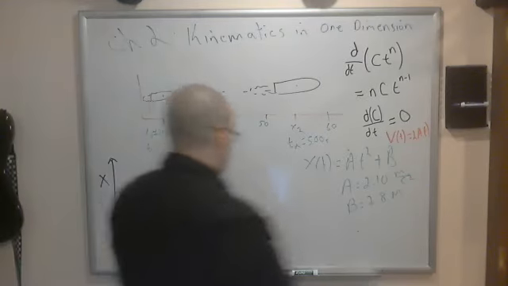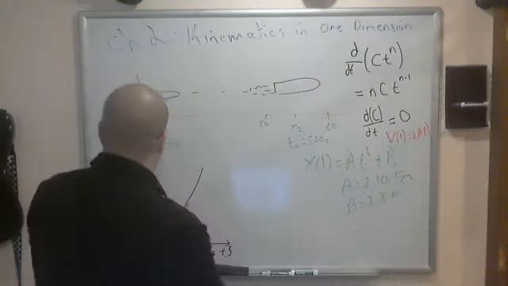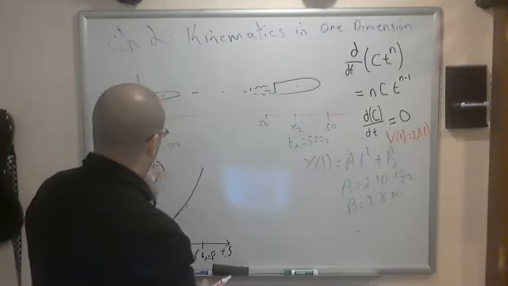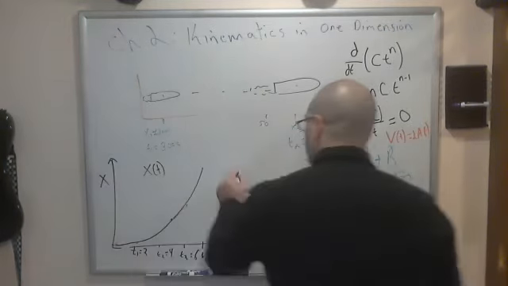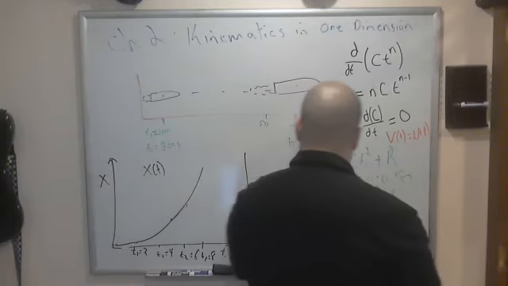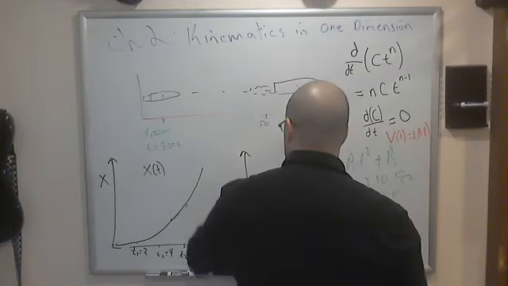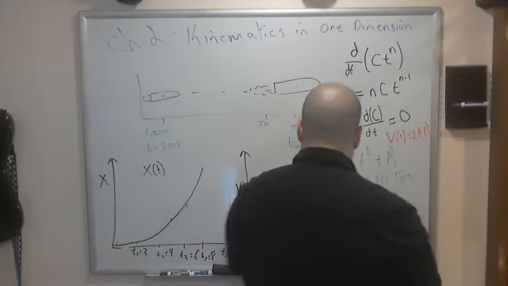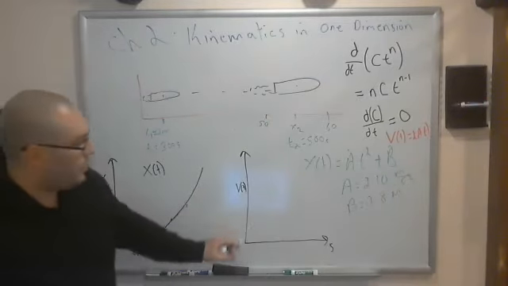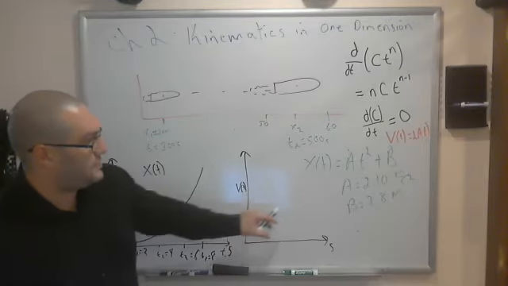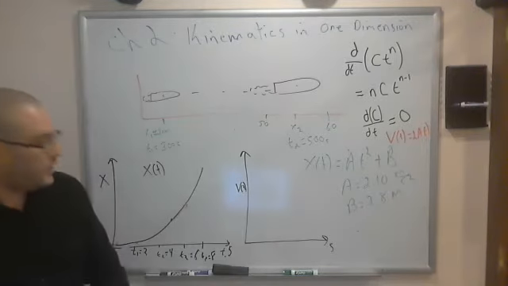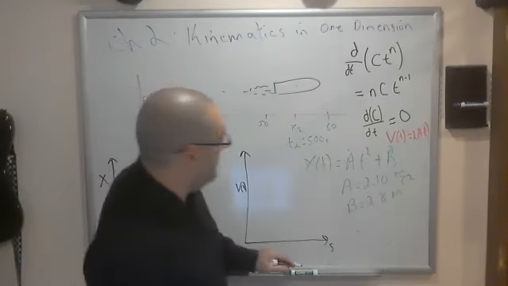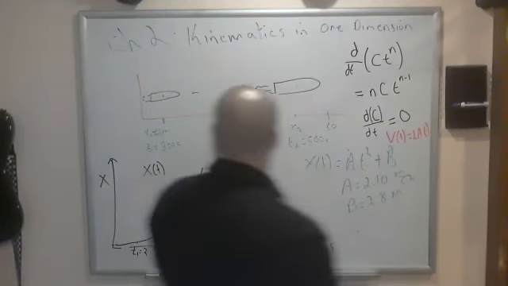So let's look at this. If this is the position function, what would the velocity look like then? What kind of curve or what kind of function do you expect the velocity to look like? A straight line? Linear. Yes, a straight line, right? Because we know that acceleration is linear. Exactly.